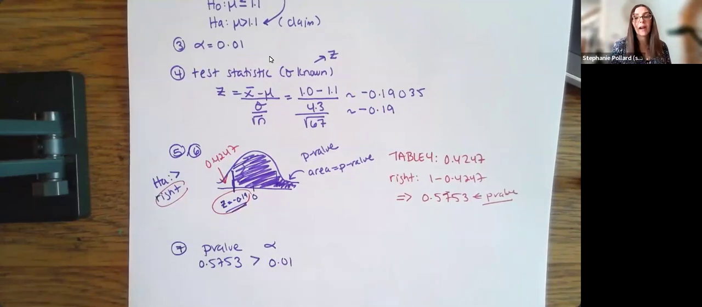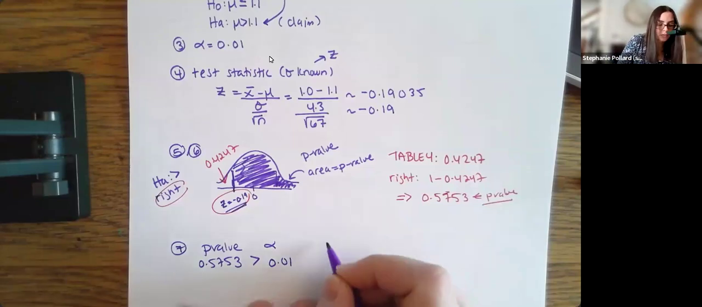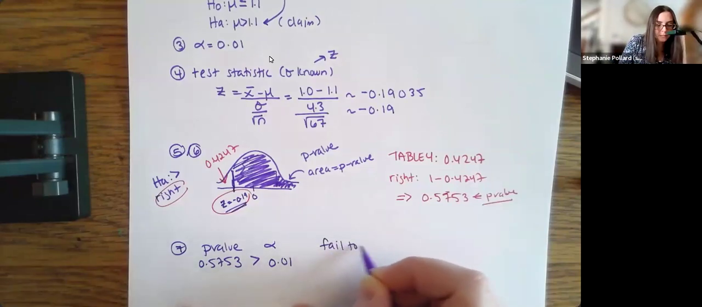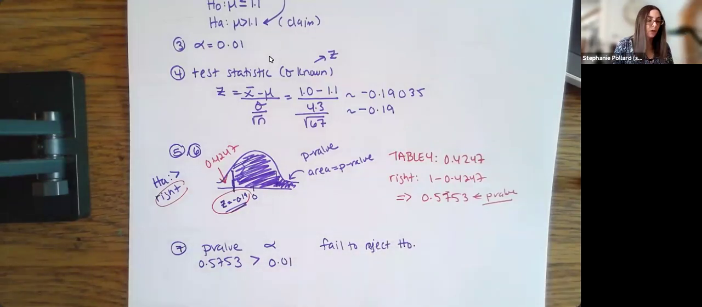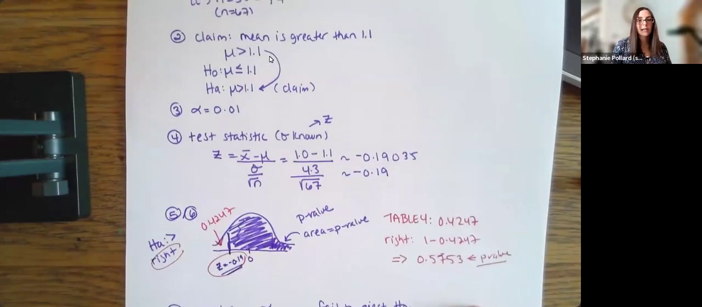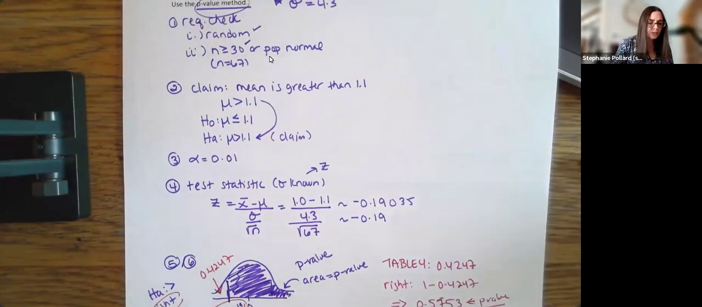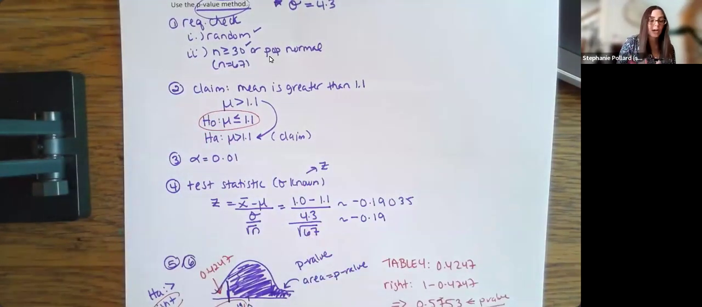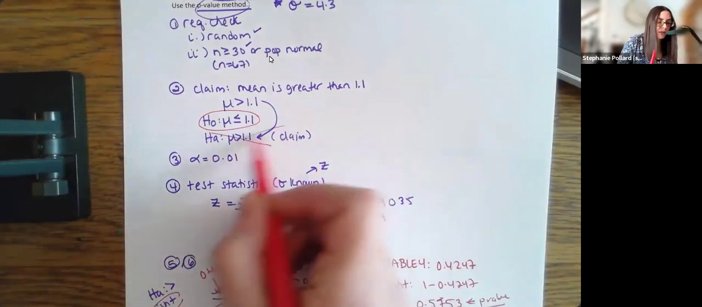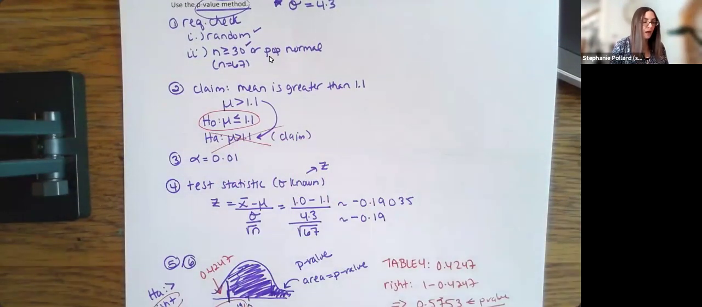Our p-value is very, very large here. It's way over the alpha. So we are going to fail to reject the null hypothesis. So going back up to our claim for a second, we're going to fail to reject the null. So that means that we're going to keep the null hypothesis, right? We're not rejecting it. And so the claim is the one that we're not supporting here.